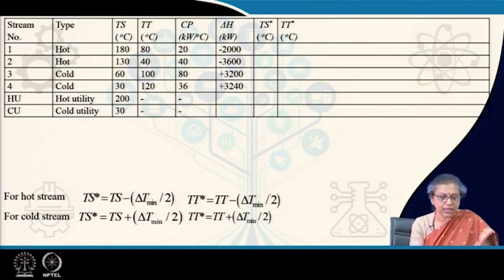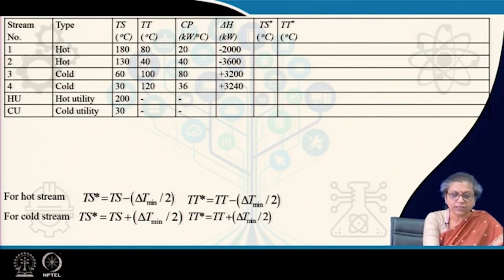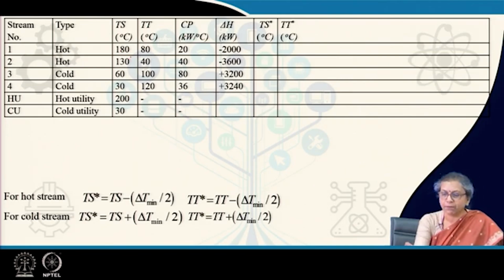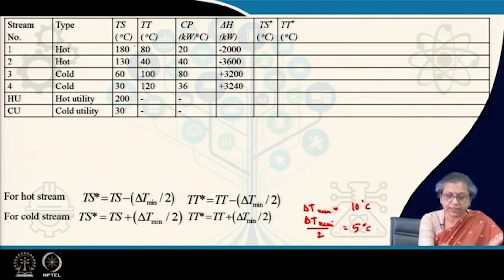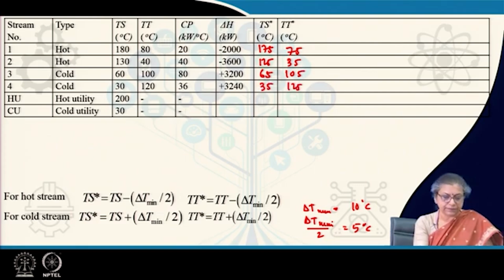What do I do initially? I simply lower all the start and target temperatures of the hot streams by delta T min by 2. My delta T min, as I have already mentioned, is equal to 10 degree centigrade. Therefore, delta T min by 2 is equal to 5 degree centigrade. So, all the start temperatures for the hot streams are decreased by 5 degree centigrade, and for the cold streams they are increased by 5 degree centigrade.